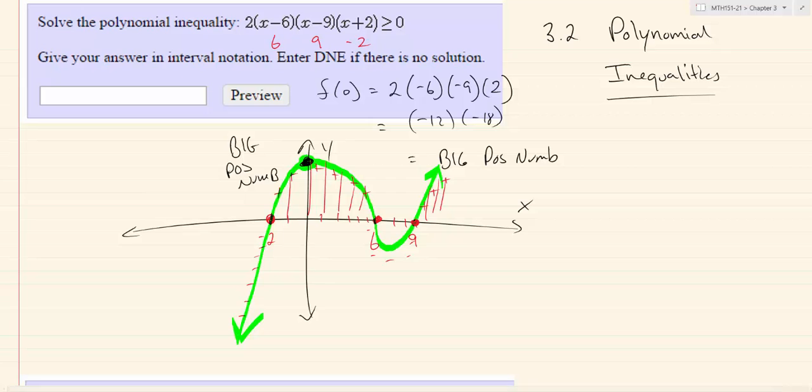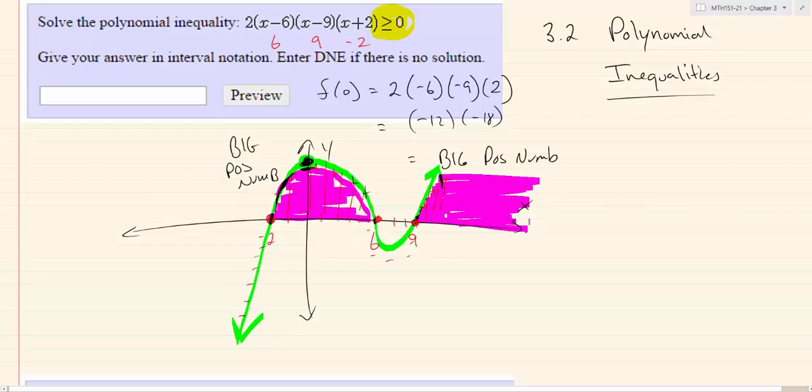And so when we go back and look at the original idea, we want to know, where is this function greater than or equal to 0? So I think it's going to be greater than or equal to 0 along this domain, and along this domain, all this stuff. That's where the function is above sea level.